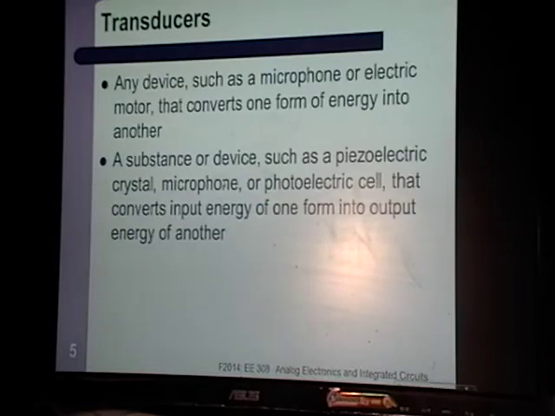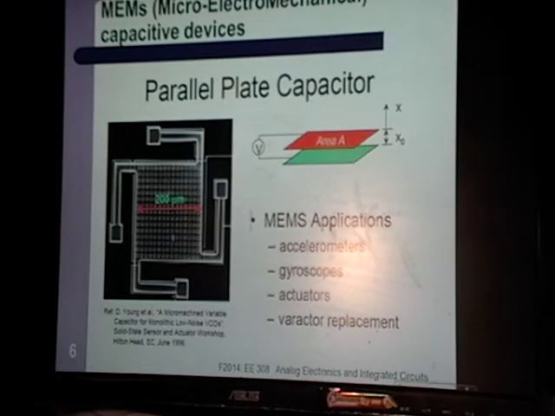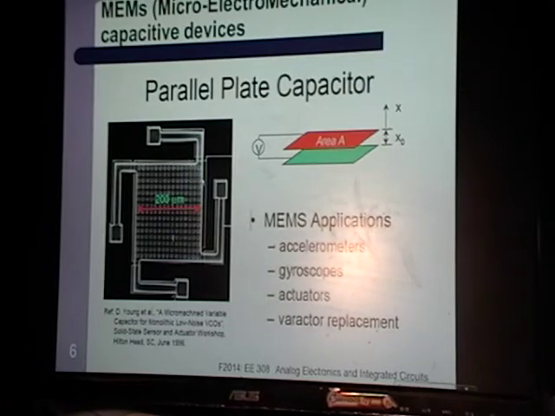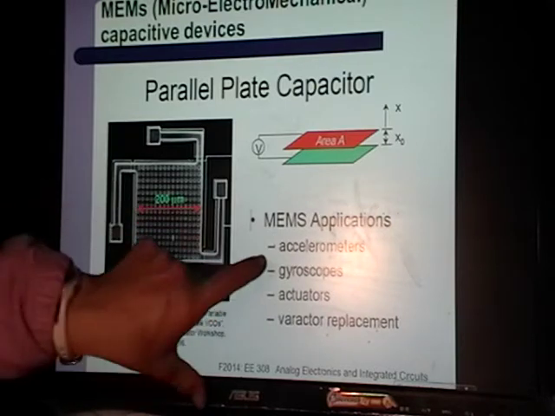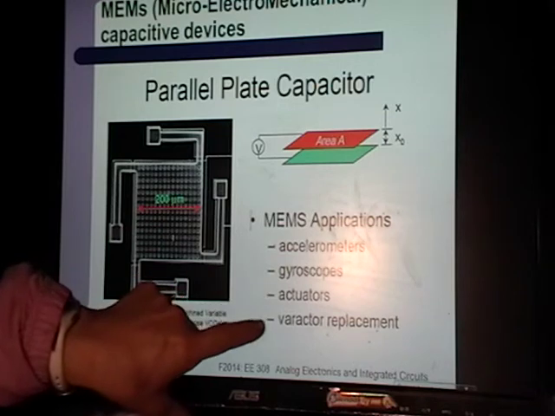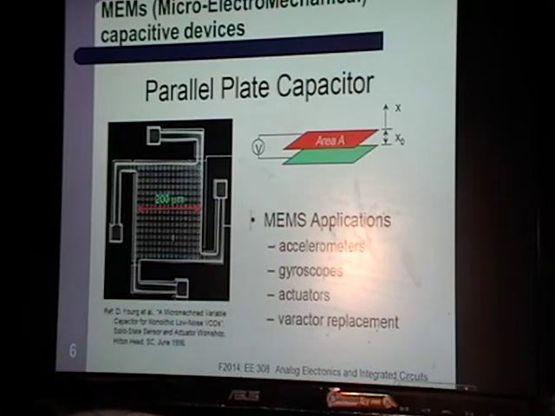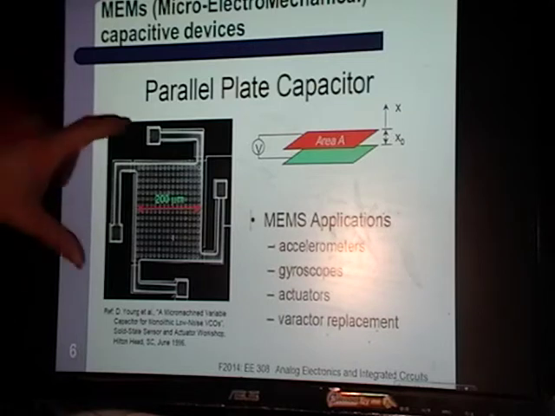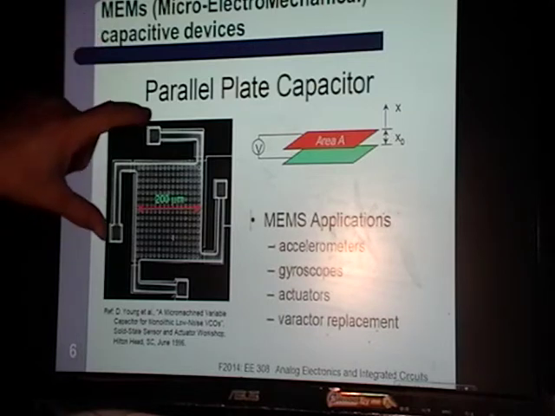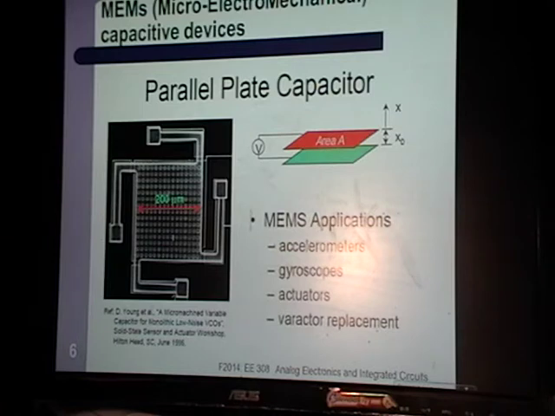So let's look at a couple of interesting things that you may have seen, may not have seen. MEMS, micro electromechanical devices. In MEMS devices, you can make accelerometers, gyroscopes, actuators, and for example, it's right here. Yes, it's a capacitor, but it also can sense vibration.